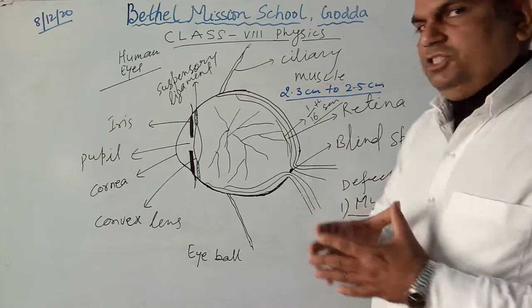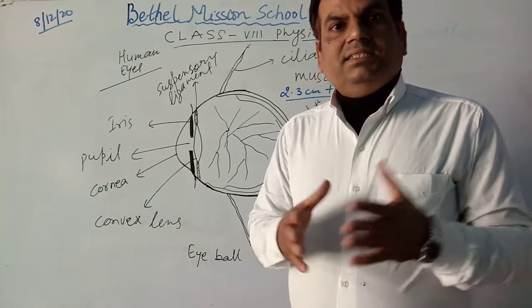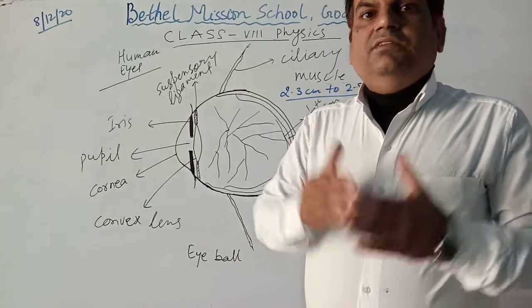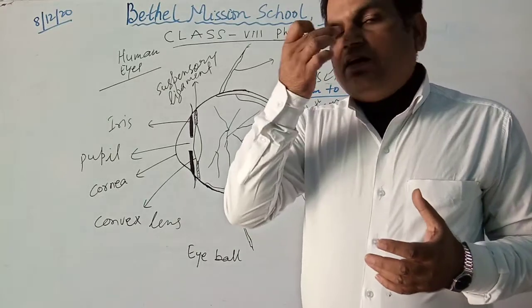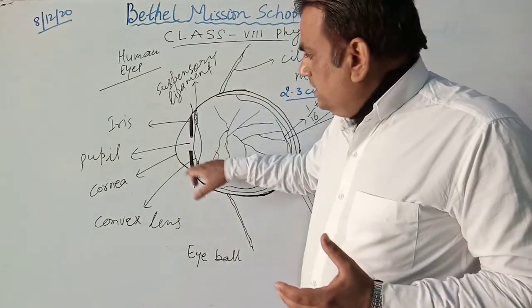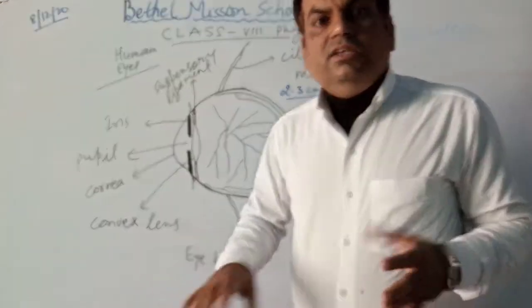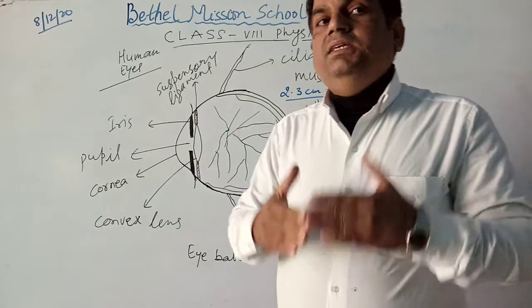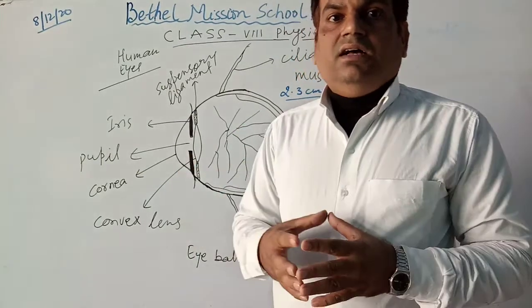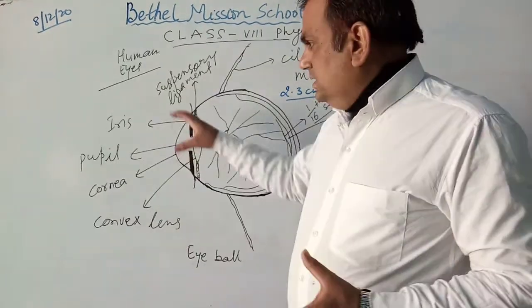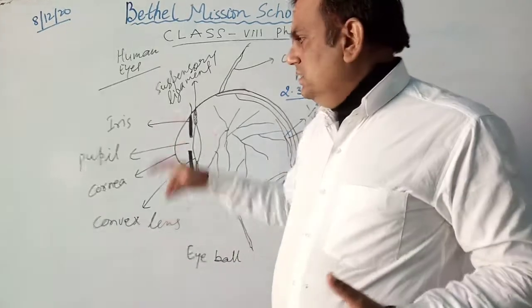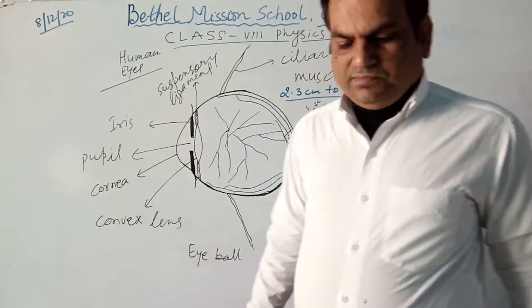And cataract. Cataract is a kind of disease in which there is a cloudy layer on the cornea. This disease can occur in old age, and it can be corrected by surgical operation.